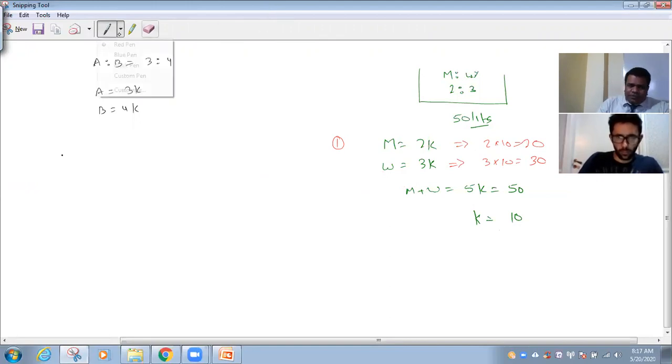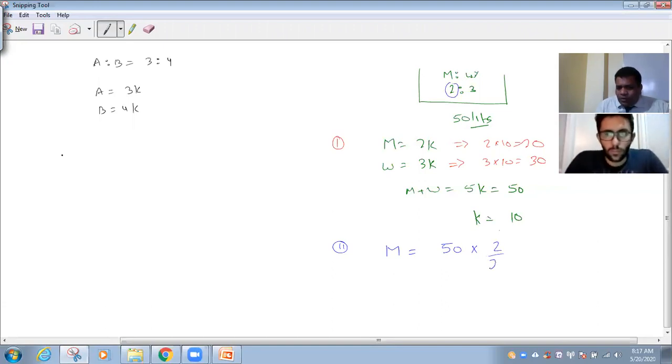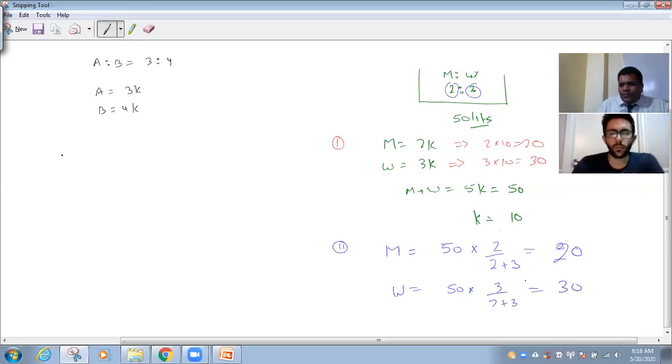Now there is another approach, and with this second approach we can get the value of milk and water directly without using any constant K. Let's see how. Milk part is, see here, total solution is 50 liters. What is the milk part? 2. So we do 2 divided by the total, and you can see directly you'll get 20 from here. How about water? Water part is 3, so 3 divided by 2 plus 3. So we are getting 30.